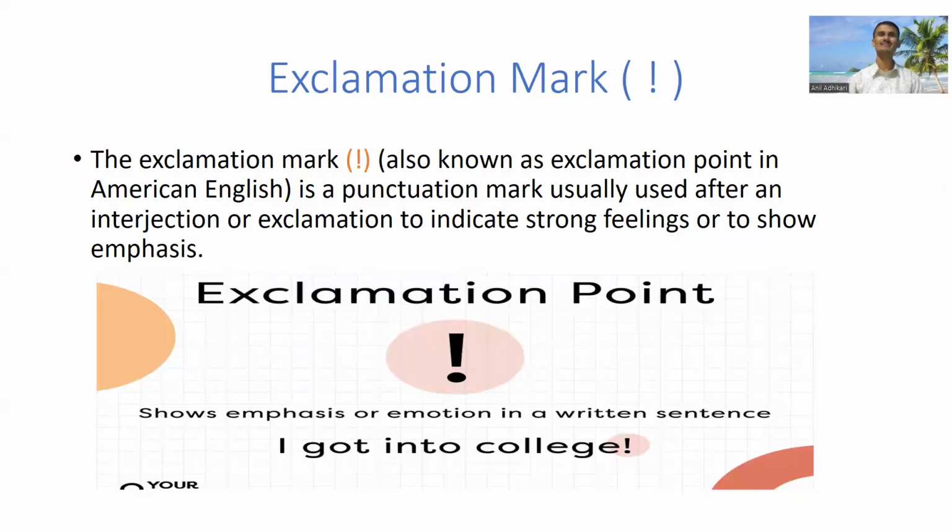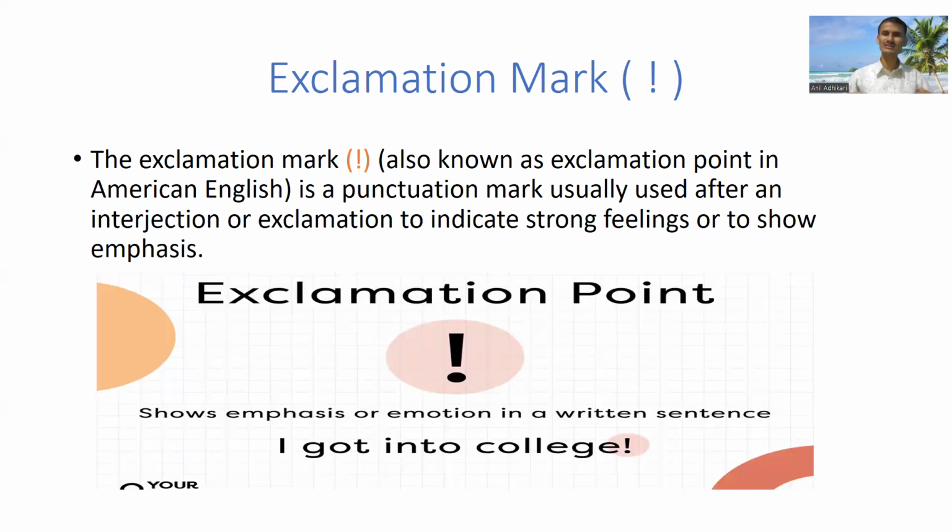Now, another important topic, the exclamation mark. It is also important. The exclamation mark, also known as the exclamation point in American English, is a punctuation mark usually used after an interjection or exclamation to indicate strong feelings or to show emphasis. If you want to give emphasis, or if you want to show your emotions and feelings strongly, we use that type of symbol, technically called the exclamation point.